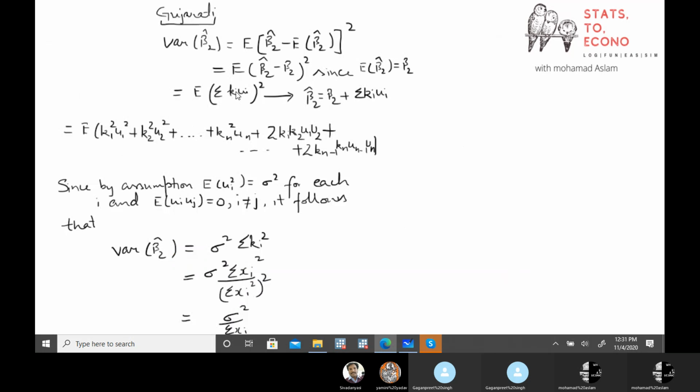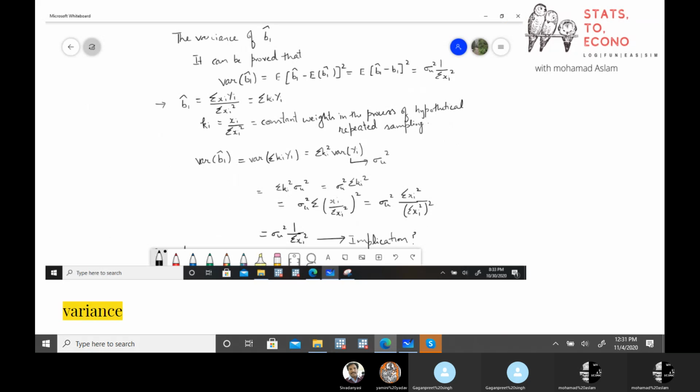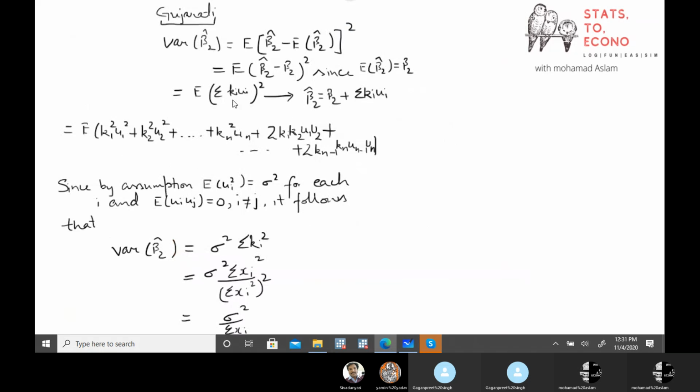Just put this value here. Beta 2 hat minus beta 2 is equal to summation ki ui. Don't get confused again, this small beta 1 is equal to beta 2 hat. So just put this value here, from this particular equation. Now let's understand in detail what it means for this particular term.